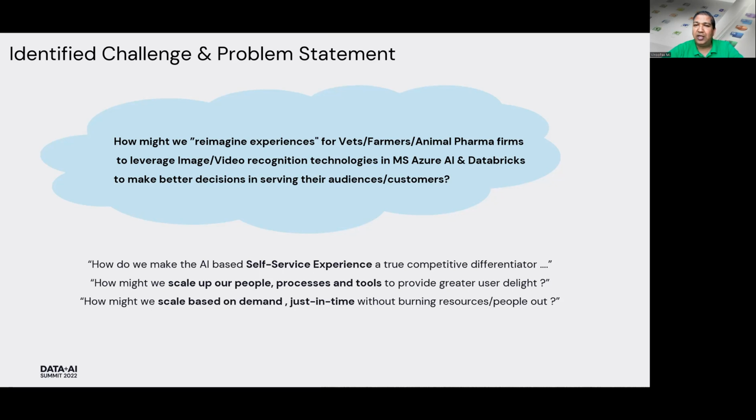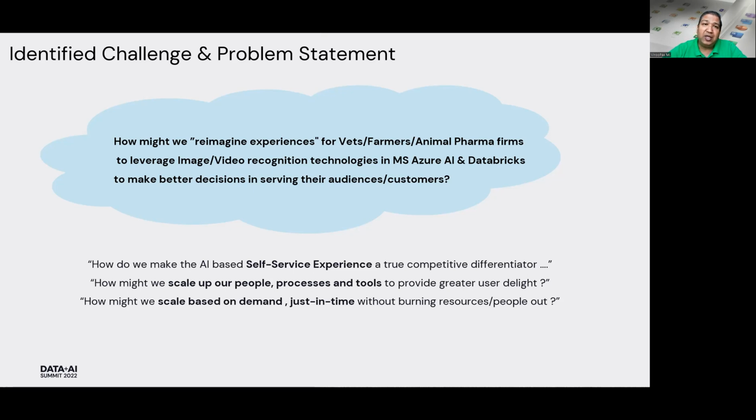We ran this as a series of experiments, hackathons, and then working with partners, we came up with reimagining those experiences for vets, for farmers, for animal pharma firms, so that they can leverage image and video recognition technologies. How can we use AI ML? How can we use vision AI, image recognition, to help in making better decisions in serving the audiences of these customers using Microsoft Azure AI and Databricks on Azure? This was the application we sought. This was the challenge we wanted to take on.